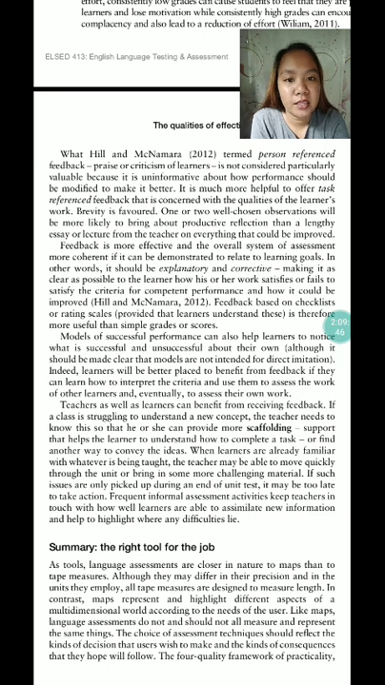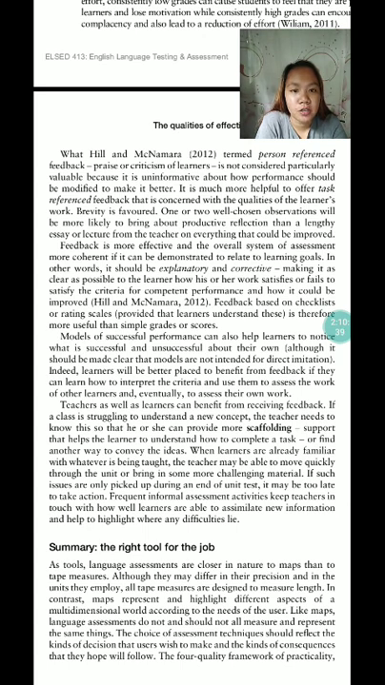Feedback is more effective, and the overall system of assessment more coherent, if it can be demonstrated to relate to learning goals. In other words, it should be explanatory and corrective, making it as clear as possible to the learner how his or her work satisfies or fails to satisfy the criteria for competent performance and how it could be improved. Hill and McNamara found feedback based on checklists more useful than simple grades or scores.